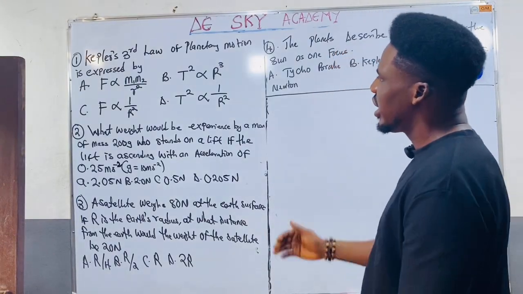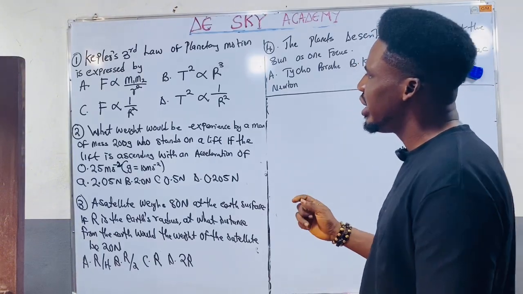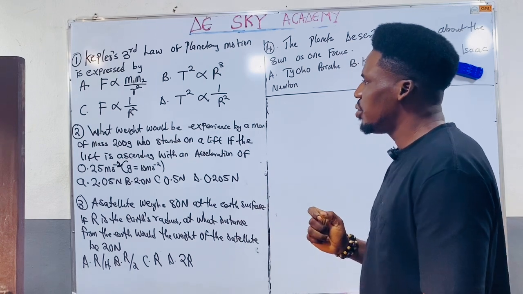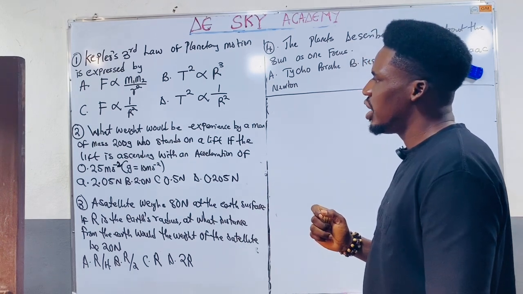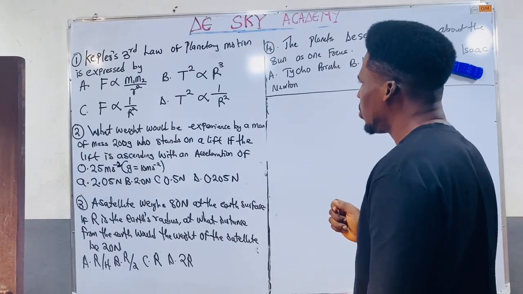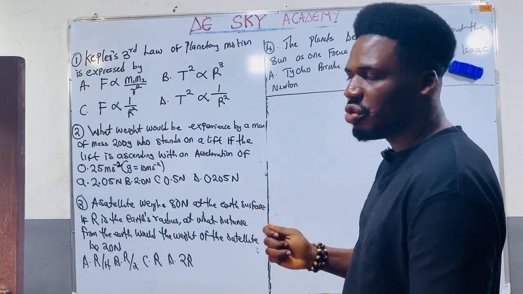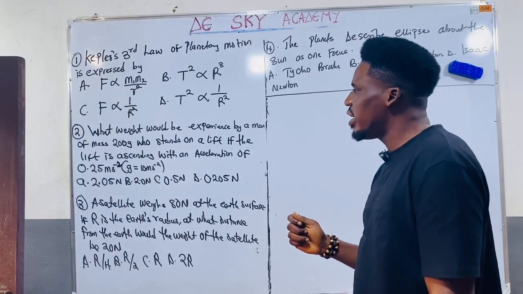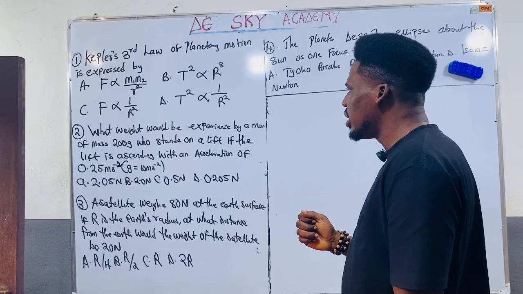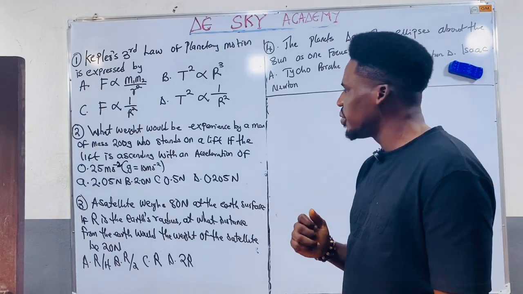Question number one, they say Kepler's third law of planetary motion is expressed by dash. Option A, F is directly proportional to m1 m2 over r square. Option B, T square is directly proportional to r cube. Option C, F is inversely proportional to r square. And option D is T square is inversely proportional to r square.